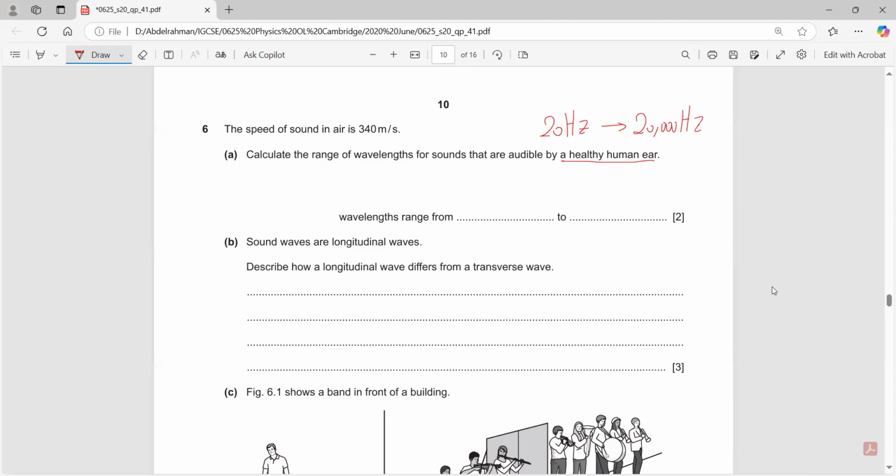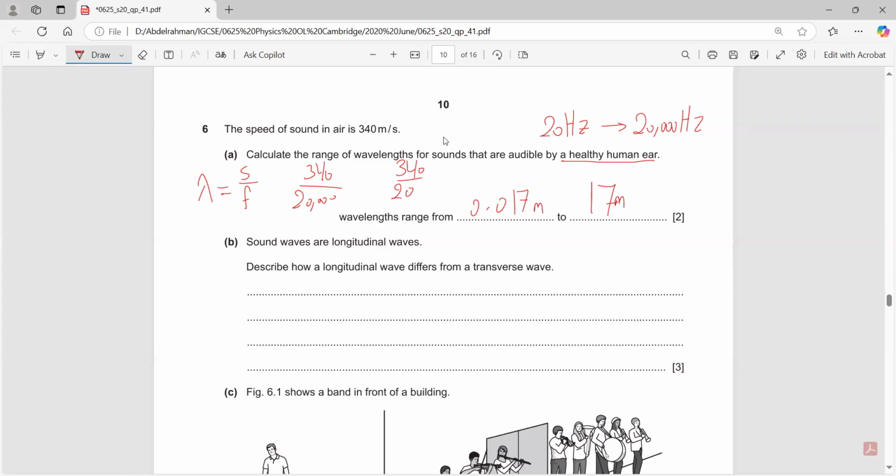Can I find the wavelength? Yes, you can. Speed equals wavelength times frequency, so wavelength equals speed over frequency. The speed is 340 meters per second divided by the largest frequency, which is 20,000. This would give you a wavelength of 0.017 meters. And then 340 divided by the smallest frequency gives a wavelength of 17 meters. You have to include the unit.